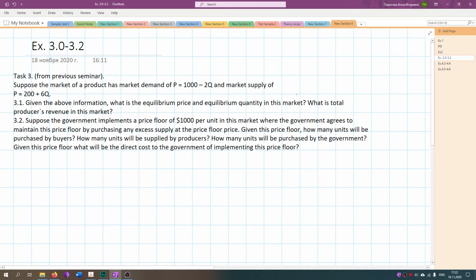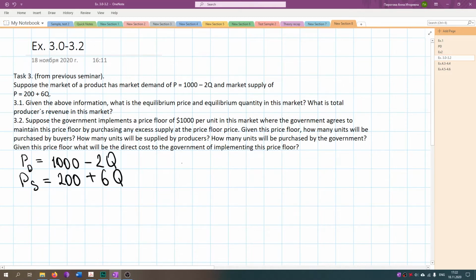So guys, let's continue with task number 3. And we are given market demand and market supply. Firstly, we need to find the equilibrium price and equilibrium quantity in the market, and also total producer's revenue. So we are given that price demanded is equal to 1000 minus 2q, and price supplied for suppliers is equal to 200 plus 6q.